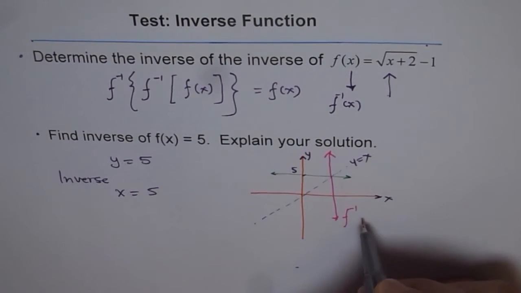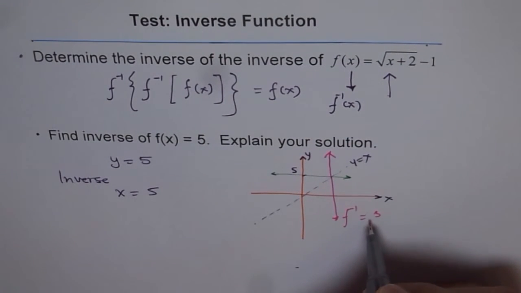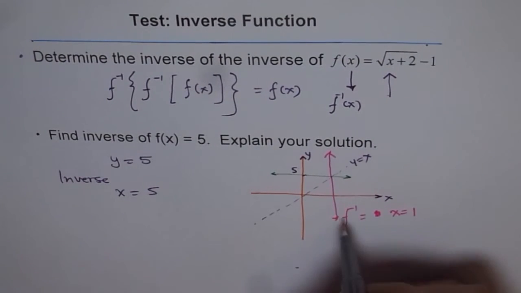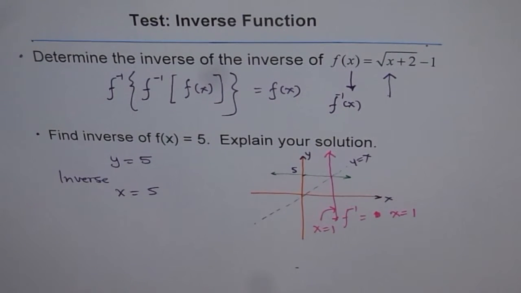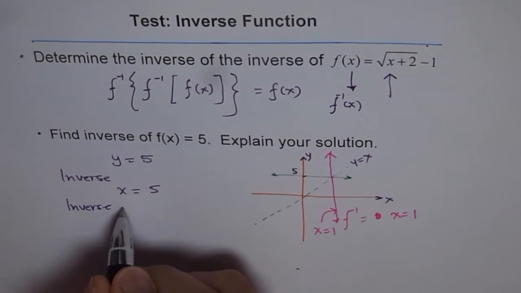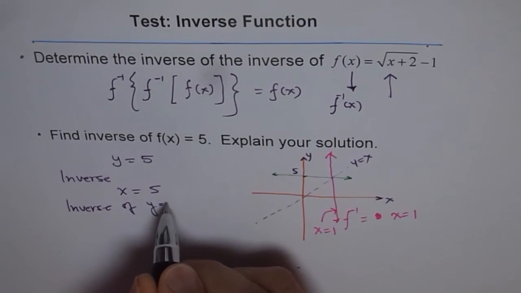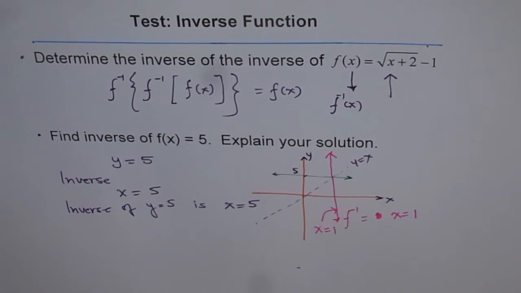The inverse of this function is actually x equals 5. Since inverse of this function is x equals 5. Now this vertical line equation is x equals 5, correct? So that is how you write. So you'll write here that inverse of y equals 5 is x equals 5. That is how you're going to write it. Do you understand?